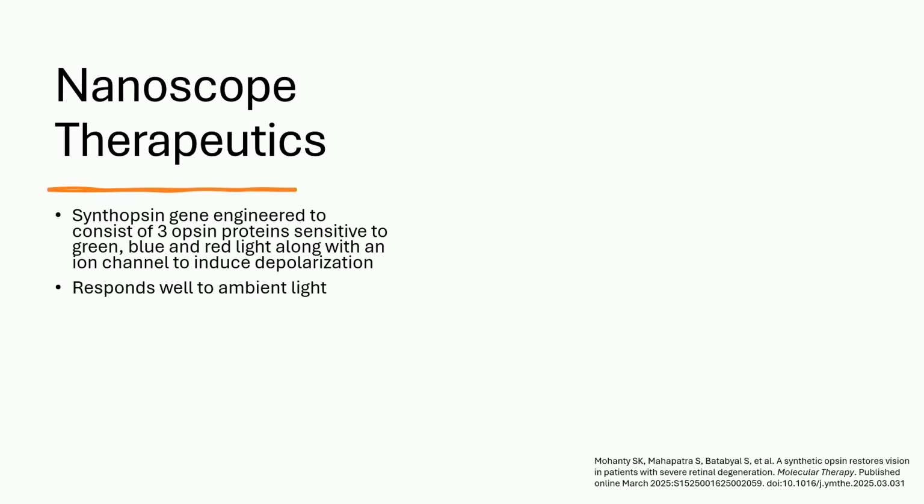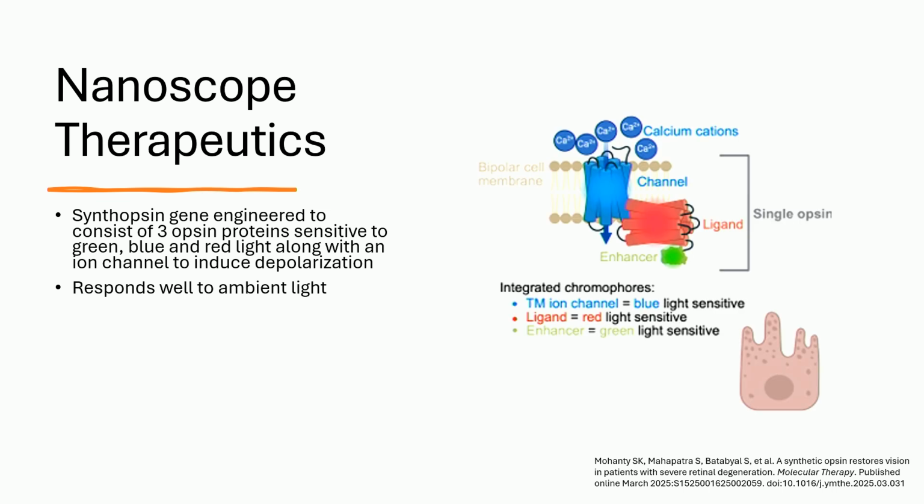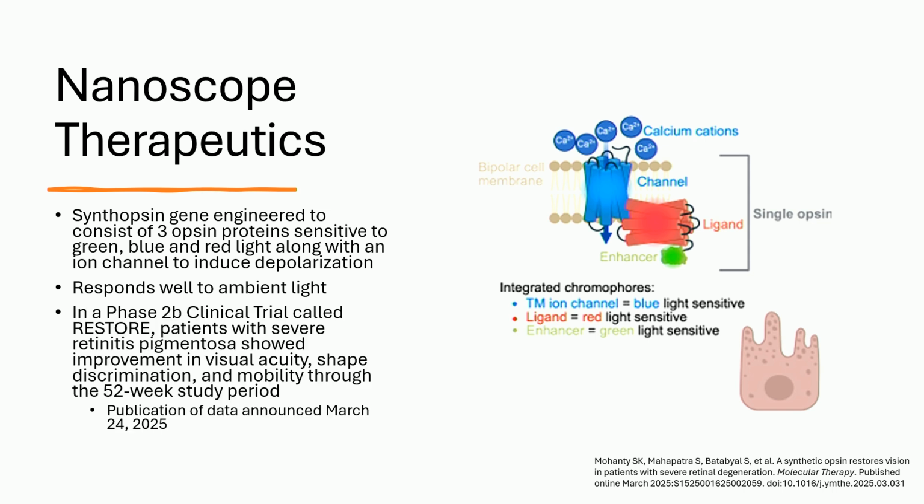stimulates the cell. So their trials have been showing that their protein, when expressed in bipolar cells, is very responsive to just ambient light. And you can see here, this is a diagram of what it looks like. The blue represents what responds to blue light, and that's also the calcium channel. And then there's a red ligand and a green expressor responding to those wavelengths of light.